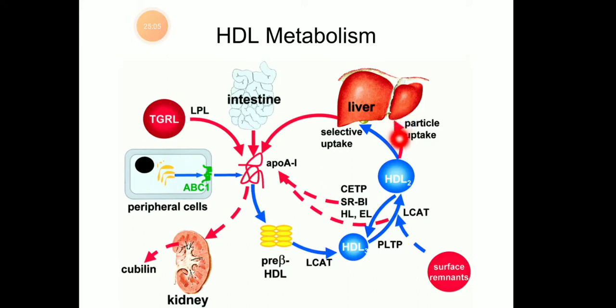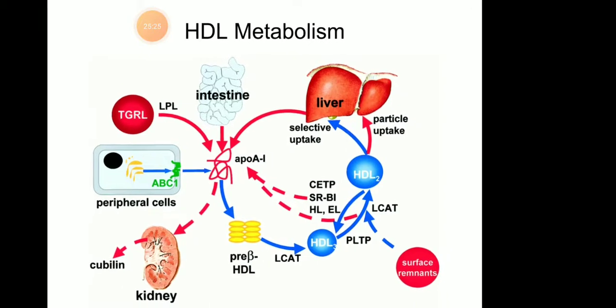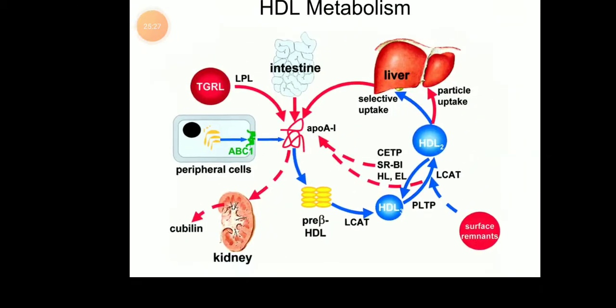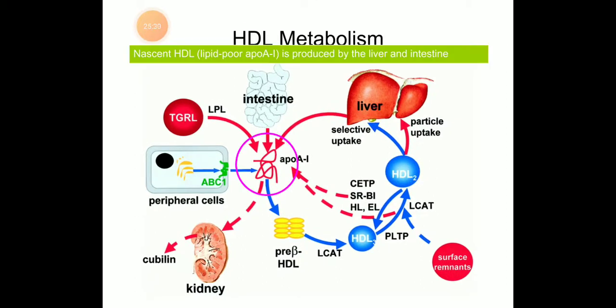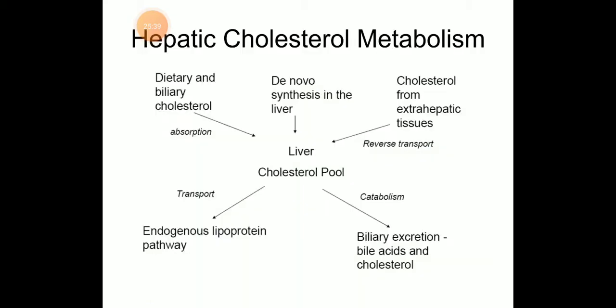HDL particles improve endothelial function, reduce oxidation of LDL particles, and reduce cellular damage caused by oxidized LDL. And they are characterized as major classes of lipoproteins in human plasma and summarized in different clinical textbooks. The nascent HDL is produced by liver and intestine. That is the lipid-poor ApoA1.